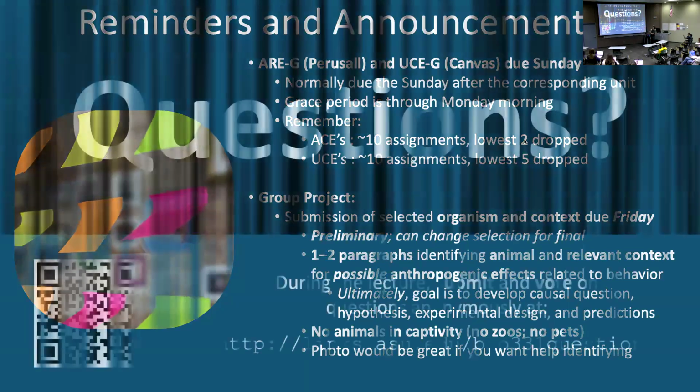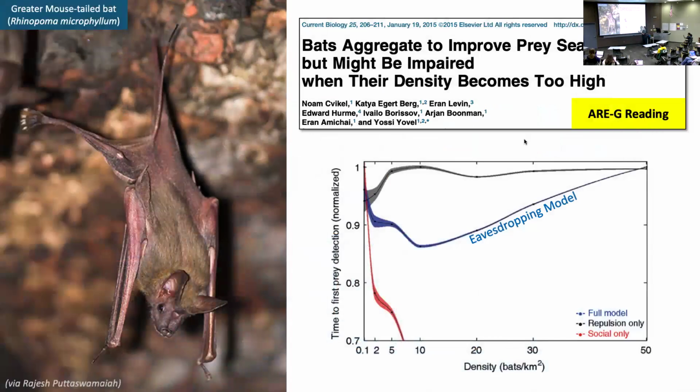Okay, great. So let's talk about social foraging. This is the ARE that I assigned for this group, the perusal reading. I don't particularly like this paper. I don't think it's well written. I am upset at how little they cited. I'm surprised it got into Current Biology. It is not a Current Biology quality paper, but it has interesting data, which is probably why it got in.